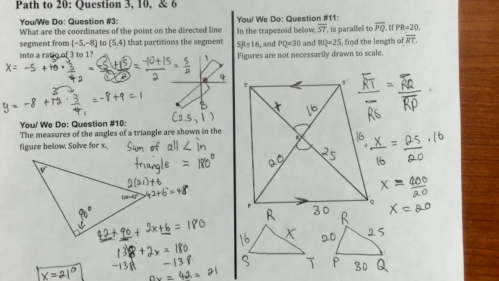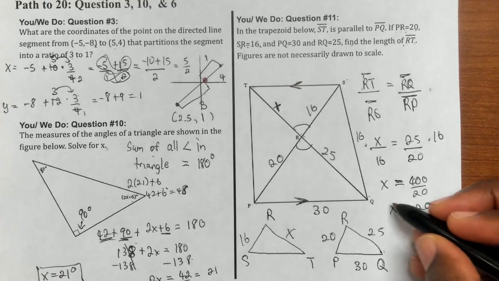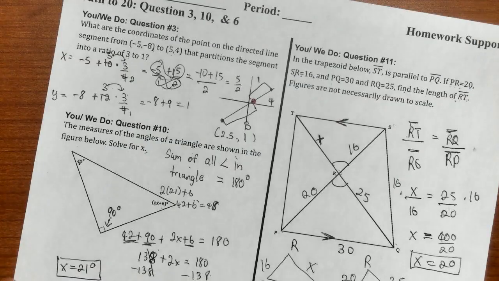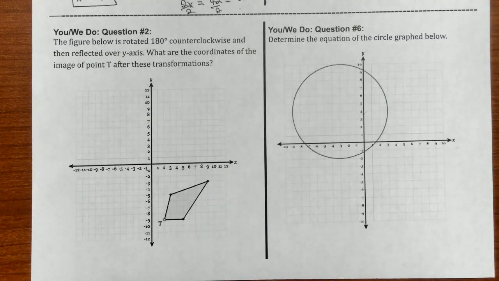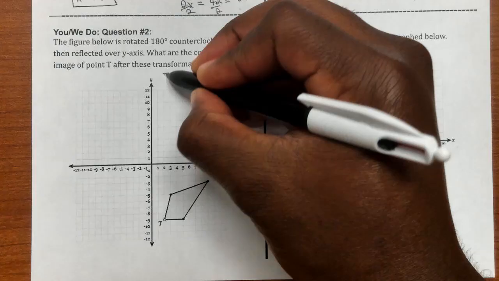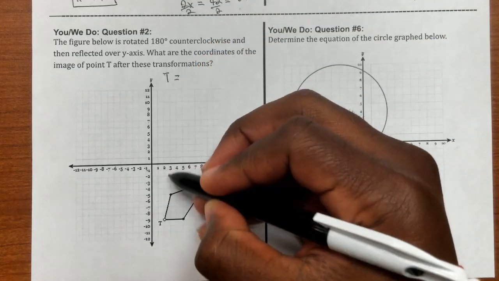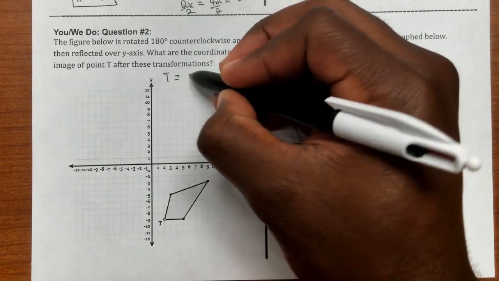So x is equal to 20. Okay, so let's try the next one. The next one says the figure below is rotated 180 degrees clockwise and reflected over the y-axis. What's the coordinate of the image point T after the transformation? So the coordinate for T is (2, -9).